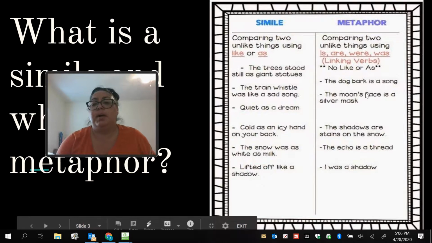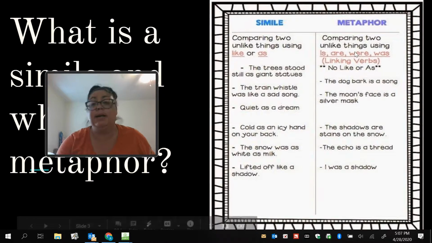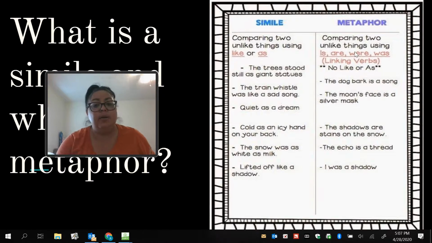Okay, let's talk about metaphors. Comparing two unlike things again. However, with a metaphor, we are not using like or as. No estamos usando las palabras like or as. Okay. So the words we are using in a metaphor are linking verbs.